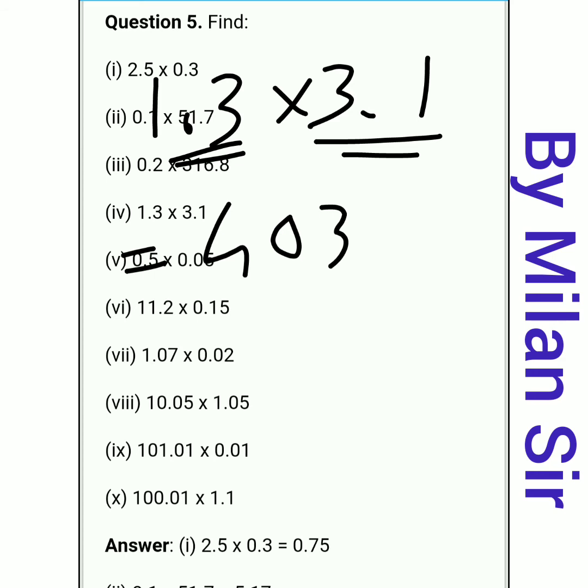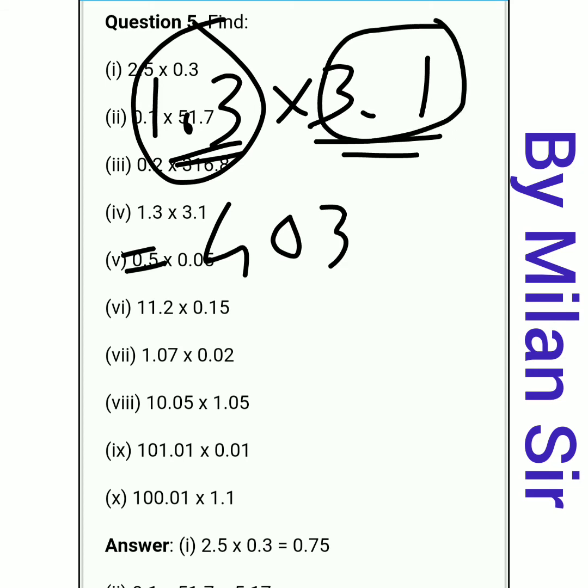Now we need to count the number of digits after the decimal point. So in first number we have one digit after the decimal point, and in second number we also have one digit after the decimal point. So total two digits we have after the decimal point. So in answer, before two digits we need to put the decimal point. So our answer is 4.03.